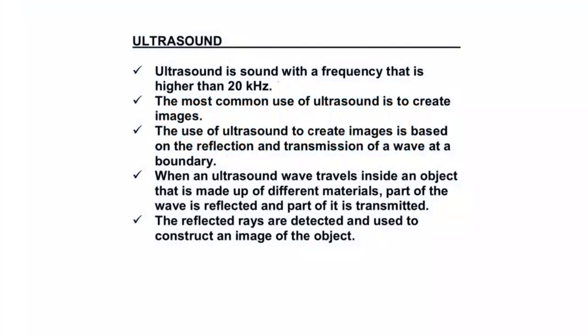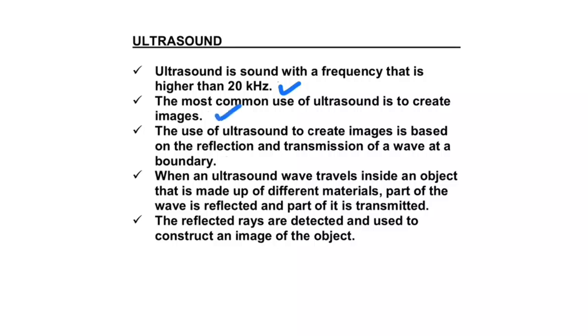Ultrasound is sound with a frequency higher than 20,000 hertz, or 20 kilohertz. This is sound we cannot hear with the human ear, because the top of our range is 20,000 hertz. When sound is of a frequency beyond 20,000 hertz, we cannot process that sound as humans. And the most common use of ultrasound is to create images.